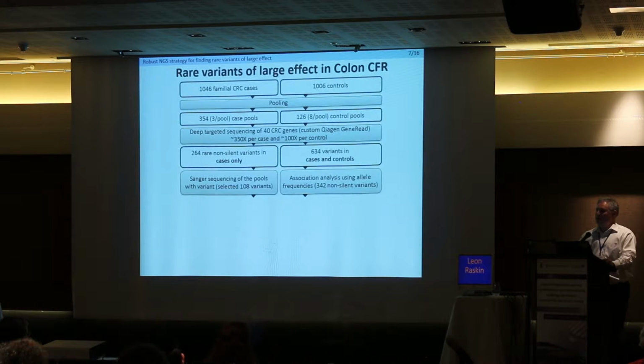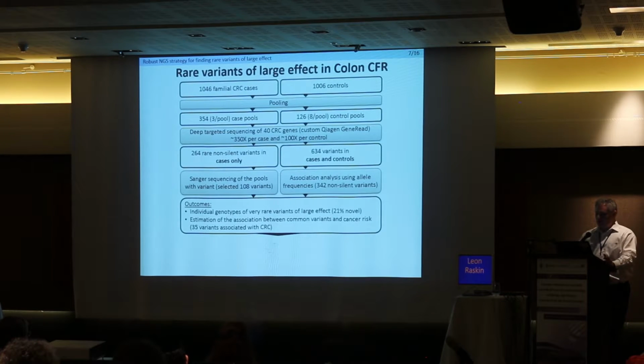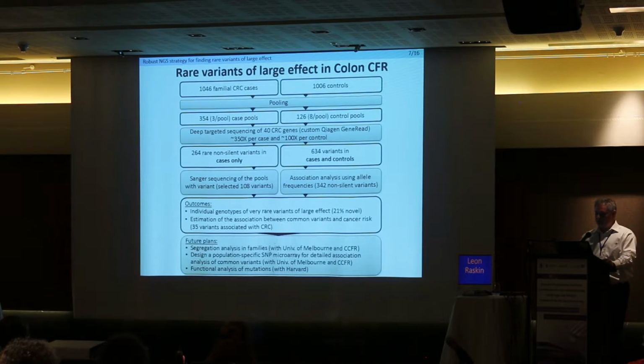I have to say that we had 0 false positives. All those variants that we found in next-generation sequencing were validated by Sanger sequencing. And we used 342 non-silent variants in cases and controls to determine associations. So the outcomes were individual genotypes for very rare variants of large effect. 21% of them were novel. We estimated the frequency of common variants and estimated risk.